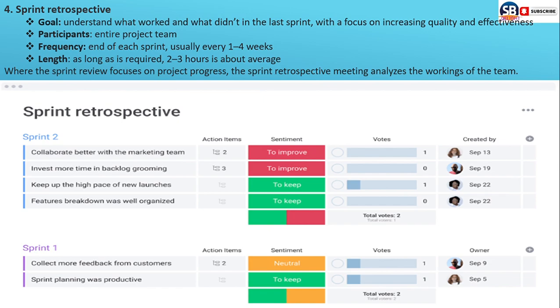That means the sprint review focuses on project progress, while the sprint retrospective meeting analyzes the working of the team. Like the sprint retrospective, it will show here sprint 1 and 2. Let's see sprint 1: collecting more feedback from customers, and the sentiment means naturally to keep. Sprint planning was productive. Like this, it will show in the system. Sprint 2 means collaborating better with the marketing team, investing more time in backlog programming, and the sentiment is to improve. If it's okay, it will show as green. Then if we need to improve it, it will show as improve. That is how I will show it in the system.